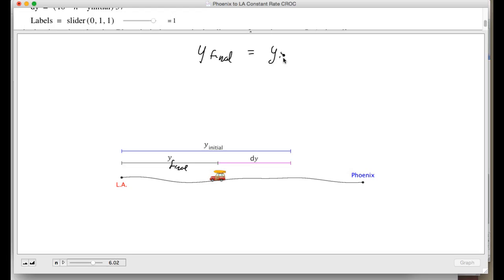Y initial. Wait a sec. What does y final equal? Y initial plus dy. Is that what the picture shows? Yes. Yes. This is absolutely true. We've worked on this. We've worked hard on this. That is true.